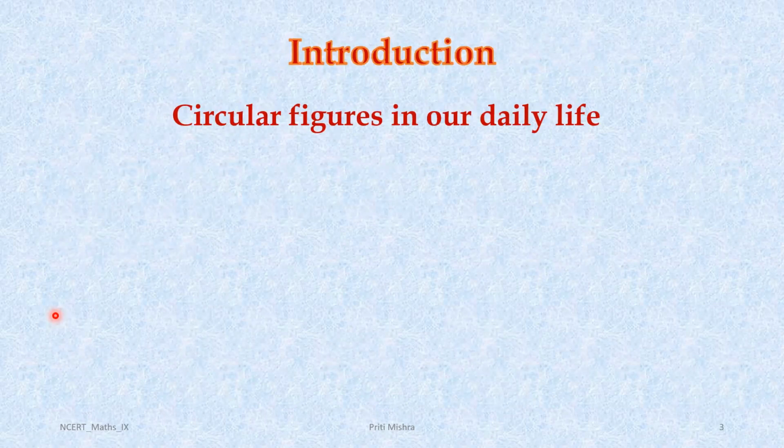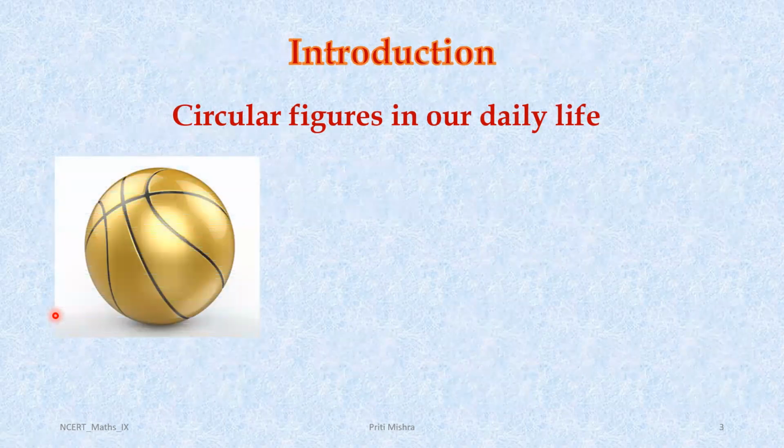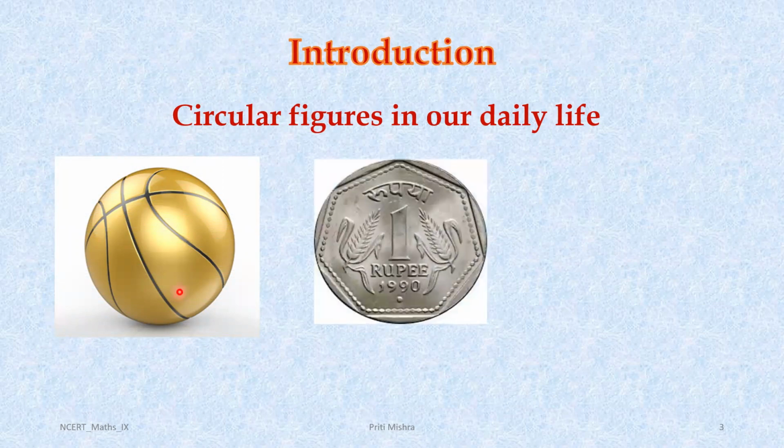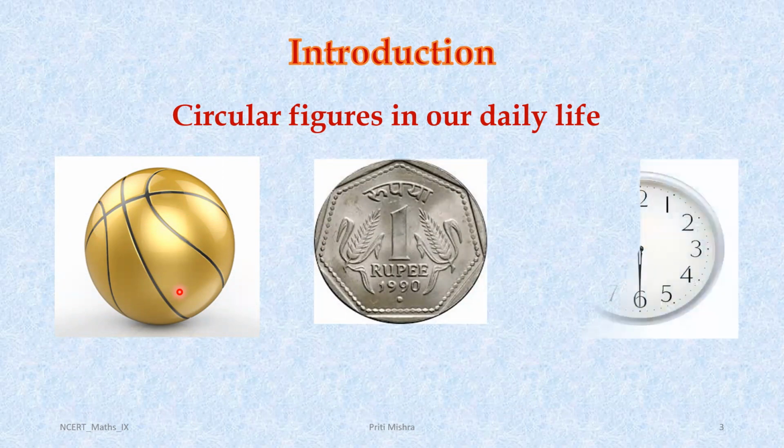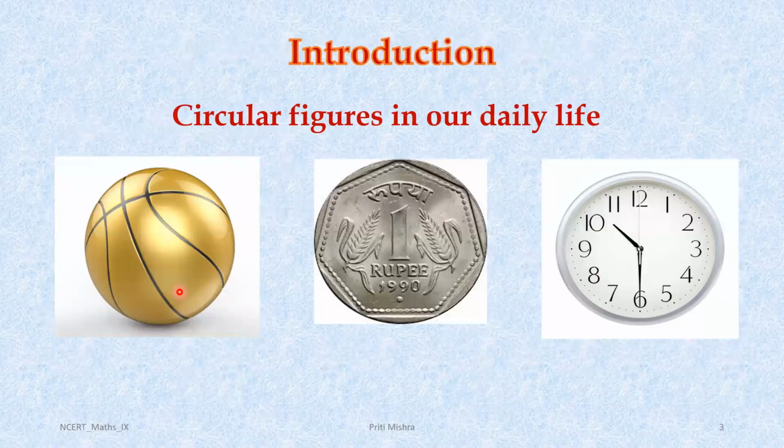Circular figures in our daily life. You must have seen many circular objects in your daily life, like a ball, a coin of rupees 1, 2 and 5 you must have seen many times, and a wall clock which is circular. So these objects are representing circular figures. So let's find out basically what is a circle.